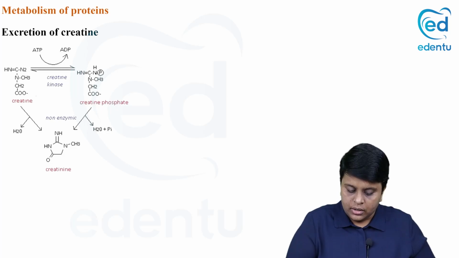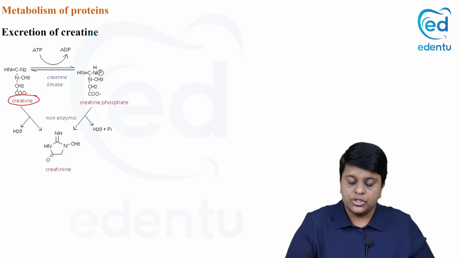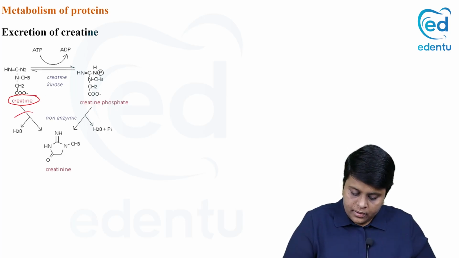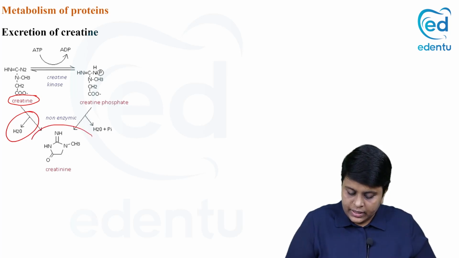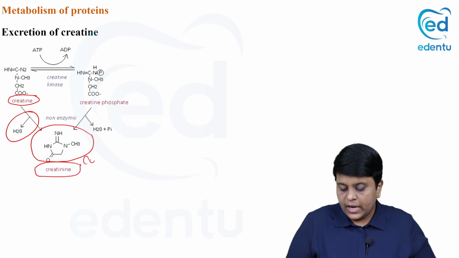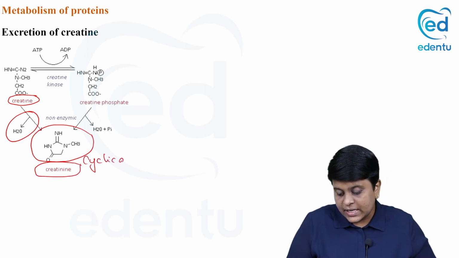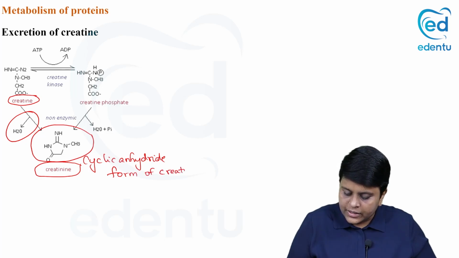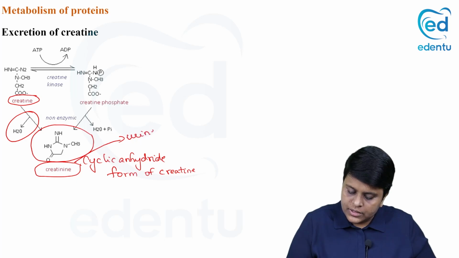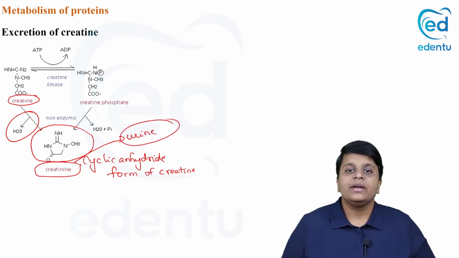How does that occur? Once creatine's function is over, it loses a water molecule. Water is removed and cyclicization of the structure occurs and it forms creatinine. So creatinine is nothing but the cyclic anhydride form of creatine. And this gets excreted in the urine. This is the excretory form of creatine.